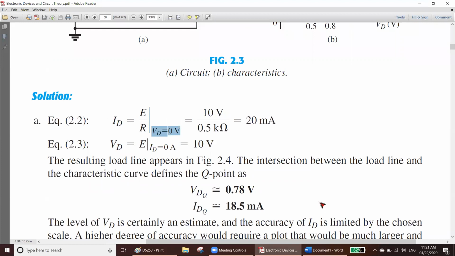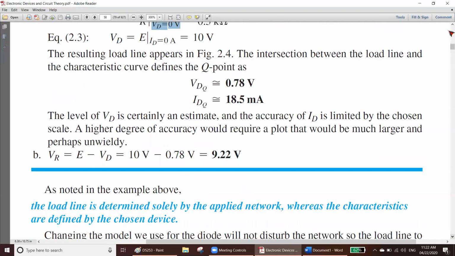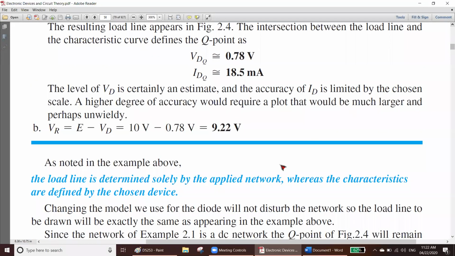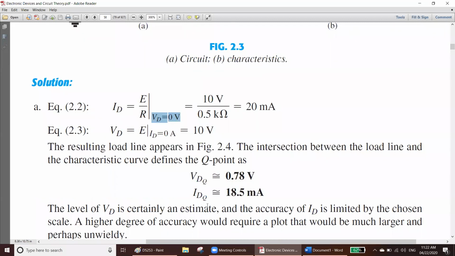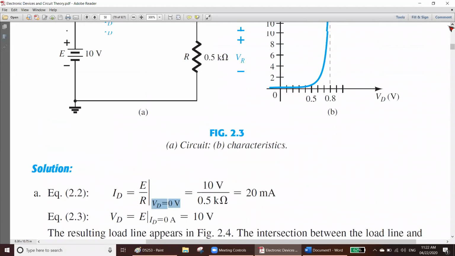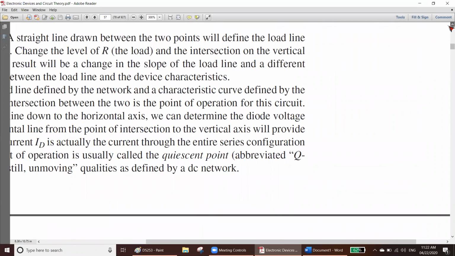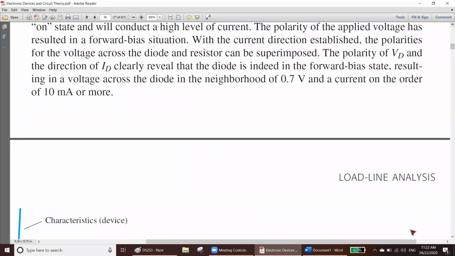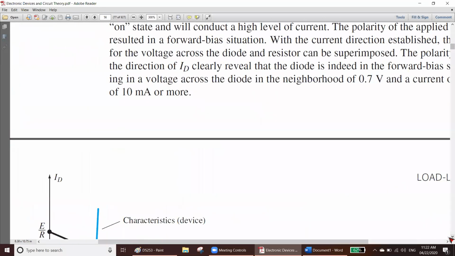They didn't show you the load line here. So let's show the load line like this.